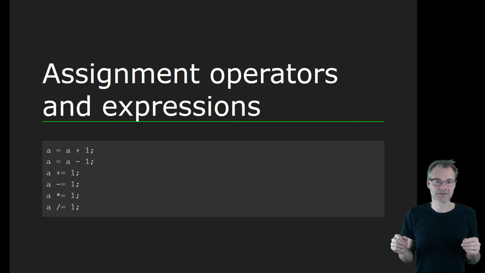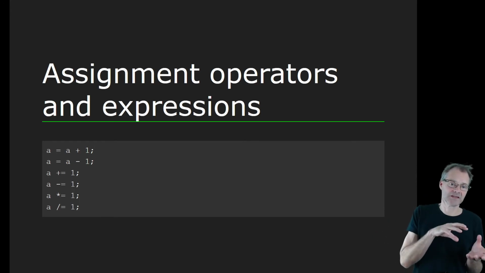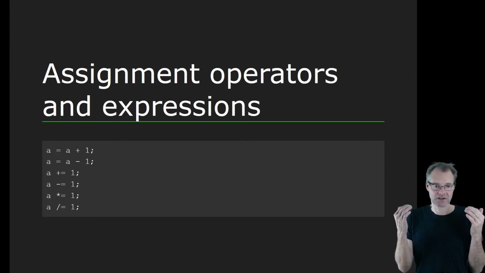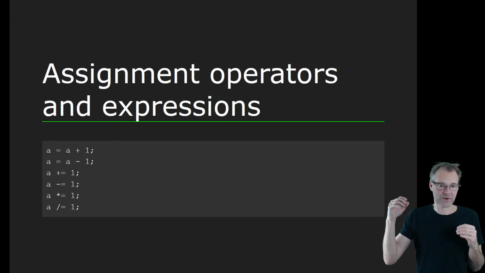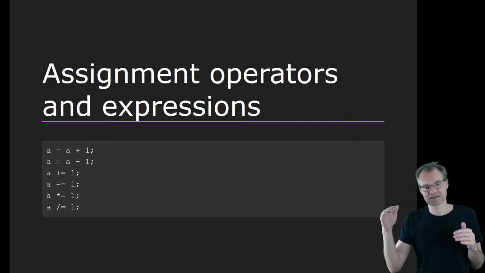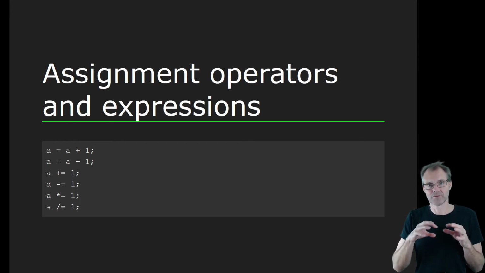This is an example of the assignment operators and expressions. On top there we have just a = a + 1. So the expression a + 1 will be assigned to the variable a. And if we want to do this in a quicker manner, when we're incrementing or decrementing or changing the value of the same variable, we can do it with plus assignment, minus assignment, multiply assignment, divide assignment, to make the expression a bit more dense.